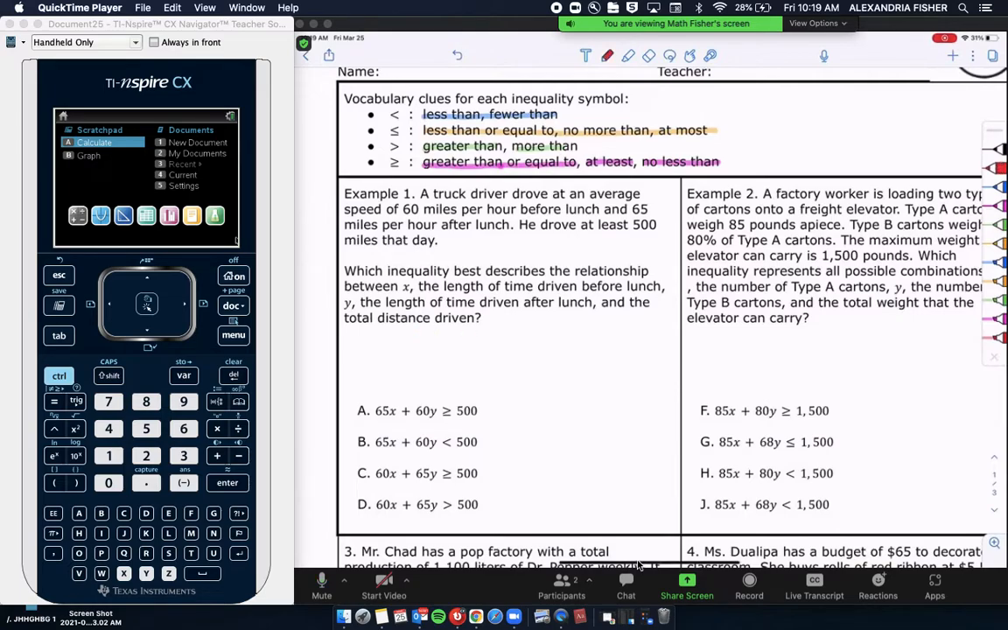So let's first find our x and y. We have x, the length of time driven before lunch. So x, time before lunch. Then I have y, the length of time driven after lunch. Time after lunch.